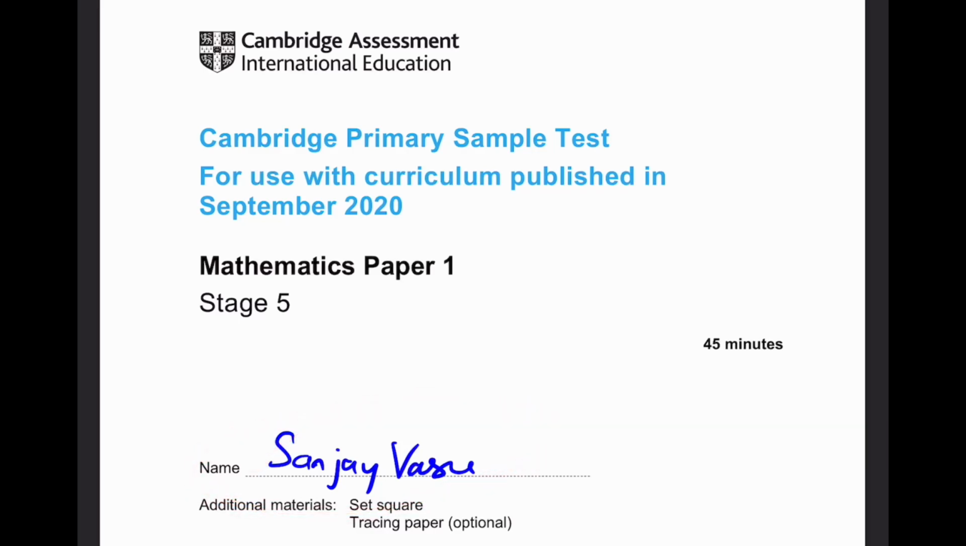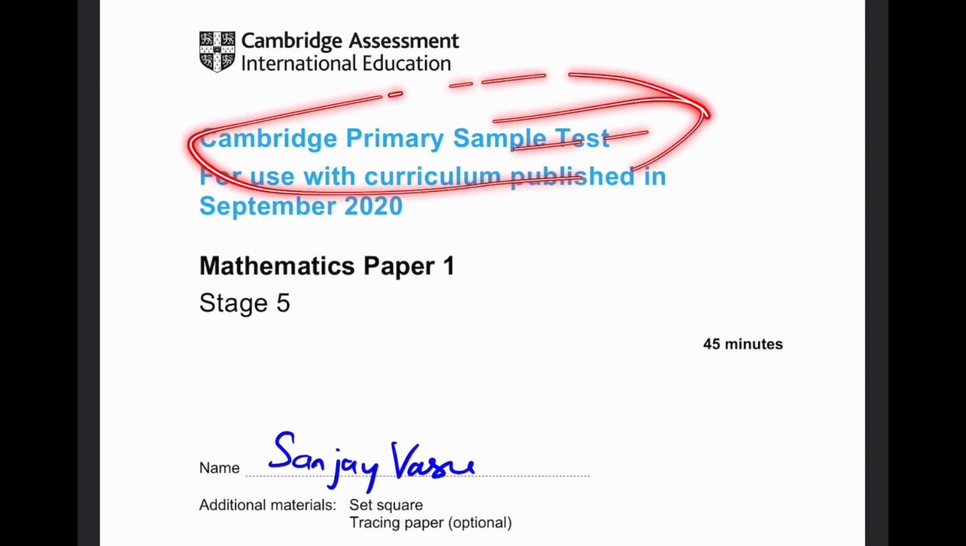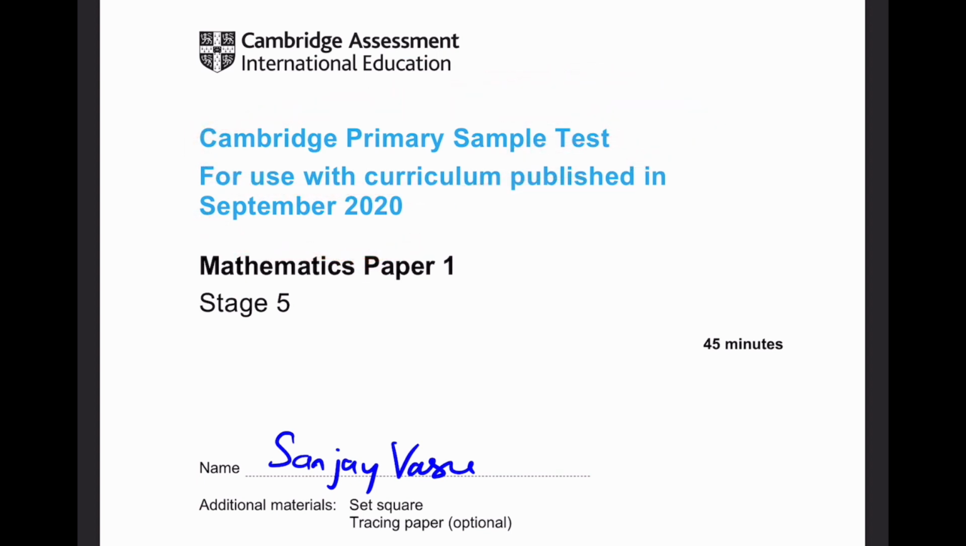This time I'm doing it on the Cambridge Primary Sample Test for September 2020, Mathematics Paper 1 for Stage 5. You're not allowed to use a calculator, let's start.